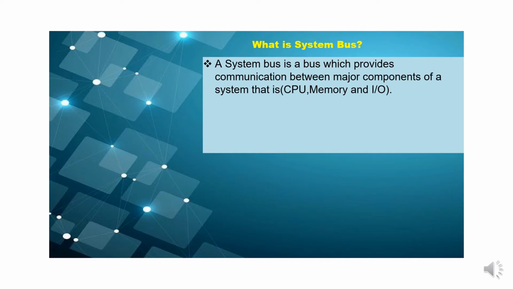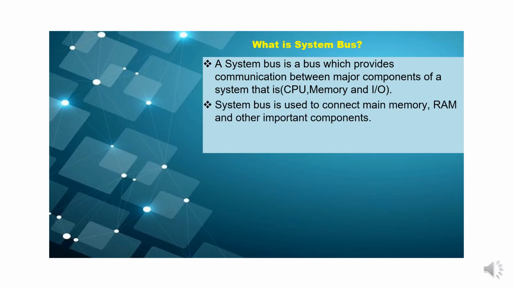A small definition for this: a system bus is a bus which provides communication between major components of a system, that is CPU, memory and IO. The system bus provides the communication between the major components of a system. Which are the major components? That is CPU, which is used for processing, memory, which is used for storage, and IO, which is used for input output. So what system bus does is it just provides the communication between all these components.